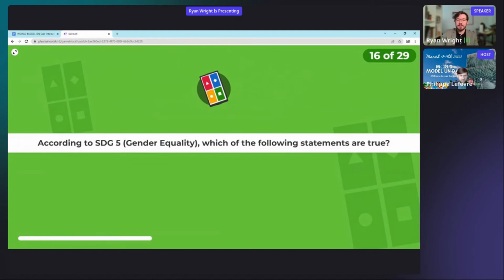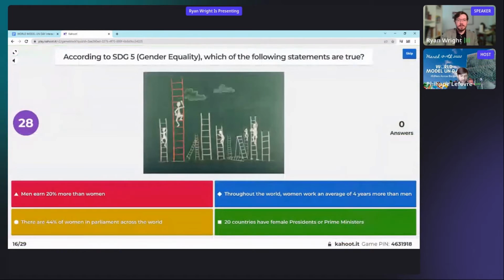Now, this is a multi-select. There might be more than one correct answer. According to the SDG number 5, which of the following statements are true? Knowing you, Ryan, I think I have my answer. But did I write it or did Lujane? I know both of you.